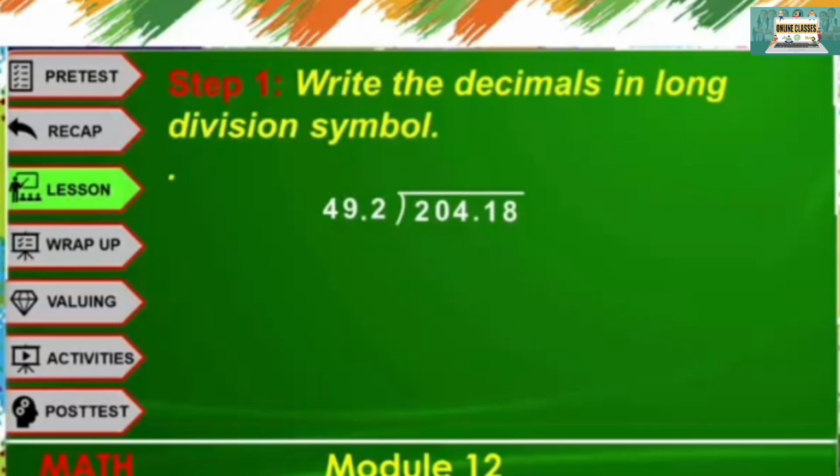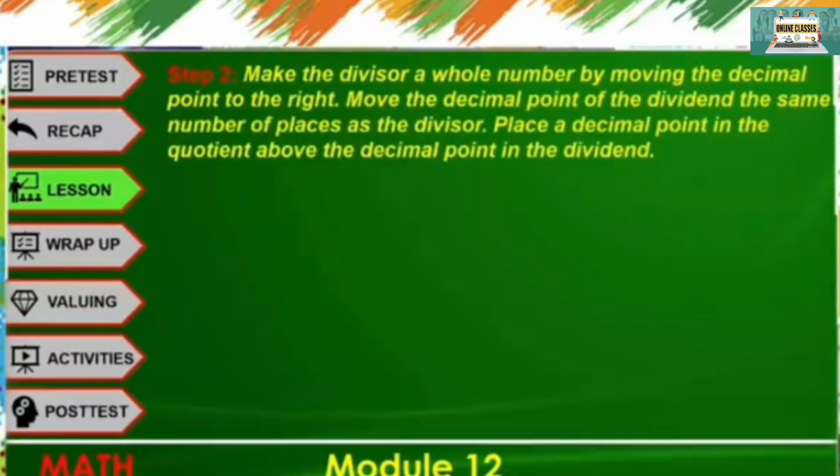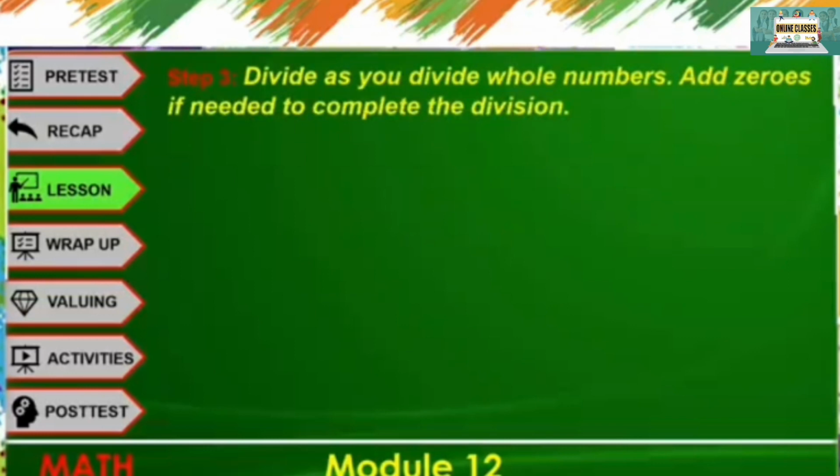Using the following steps. Number 1. Write the decimals in long division symbol. So 204 and 18 hundredths divided by 49 and 2 tenths. Step 2. Make the divisor a whole number by moving the decimal point to the right. Move the decimal point of the dividend the same number of places as the divisor. Place a decimal point in the quotient above the decimal point. Divide as you divide whole numbers. Add zeros if needed to complete the division.